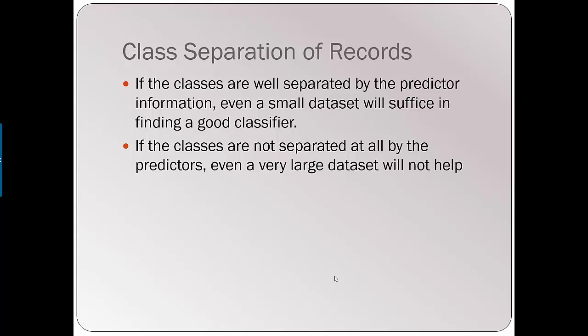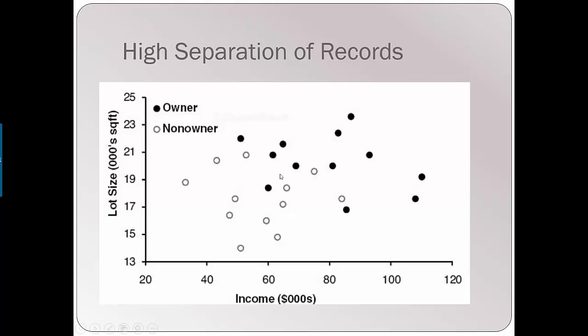But if the classes are not separated in the predictors, so when you plot the predictors, if all the predictor values belonging to class 1 are on one side and everything else is on the other side, that means there is good class separation. So for example, here you see owner and non-owner, and you're plotting the two predictors, income and lot size. It's not perfect, but a 45-degree line like this is going to separate the owners and the non-owners quite well. So this is high separation of records.